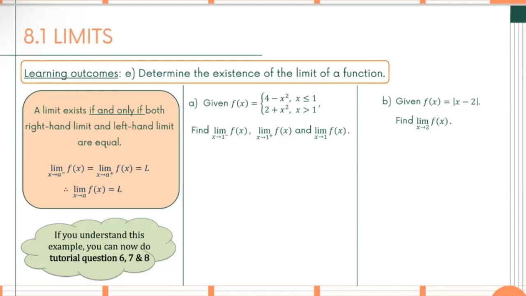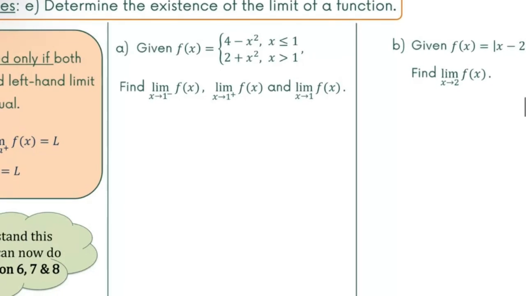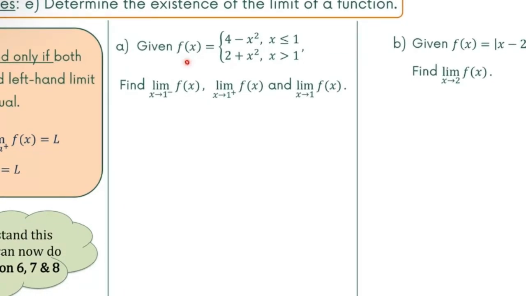Okay, so kat sini saya tunjukkan contoh yang pertama ini. Okay, given the function 4 minus x squared and 2 plus x squared. So ini adalah piecewise function yang kita belajar dekat chapter 5.